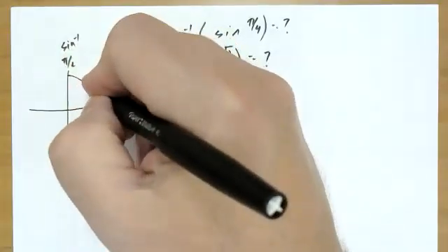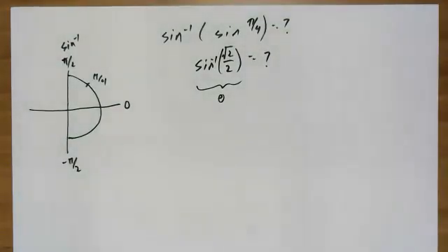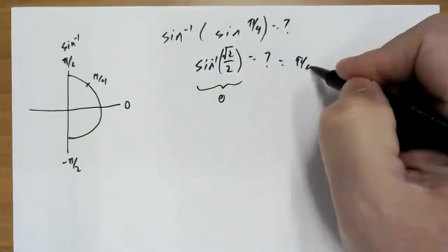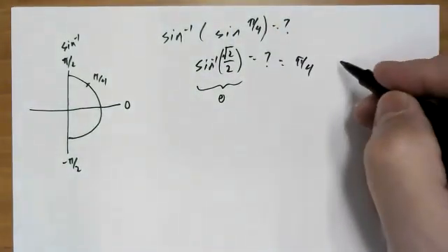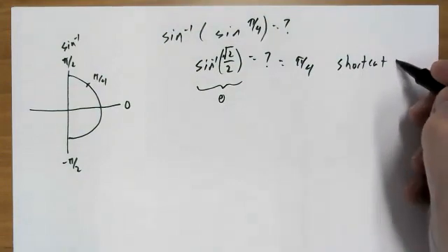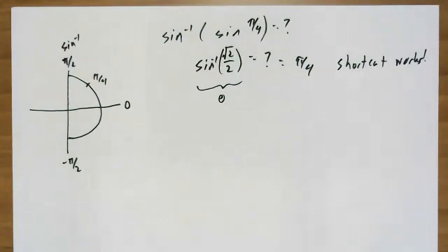And I realize the sine of pi over 4 is square root of 2 over 2. So therefore, this is going to be pi over 4. And it looks like, in this case, the shortcut worked. Great. All right. Let's look at a second problem.